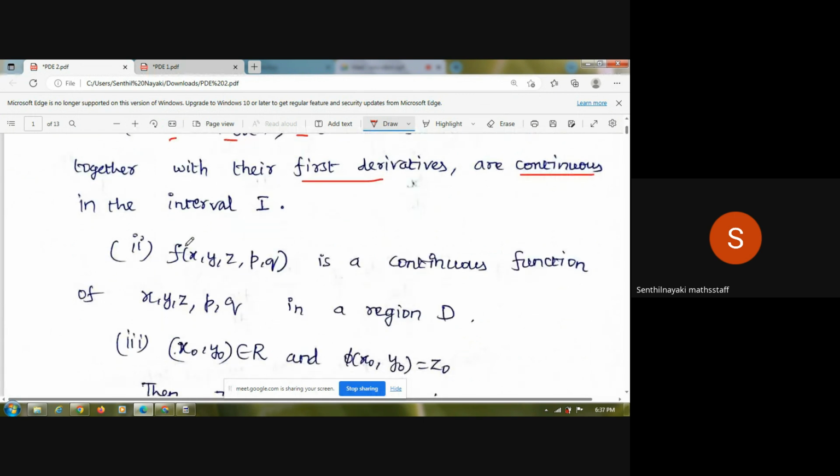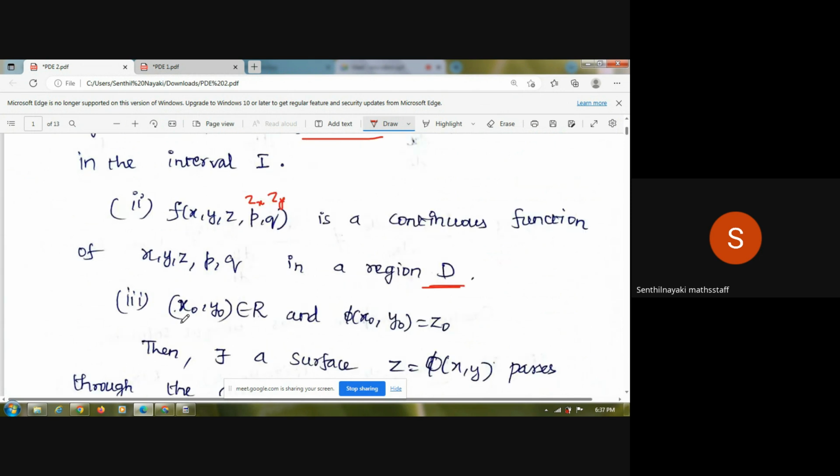So if we consider a function f involving x, y, z and zx and zy, these types of variables are involved. They are all continuous functions in the region D. Now the initial value x naught, y naught belongs to the real numbers R, and pi of x naught, y naught equals z naught. This equation will be given in the question itself.